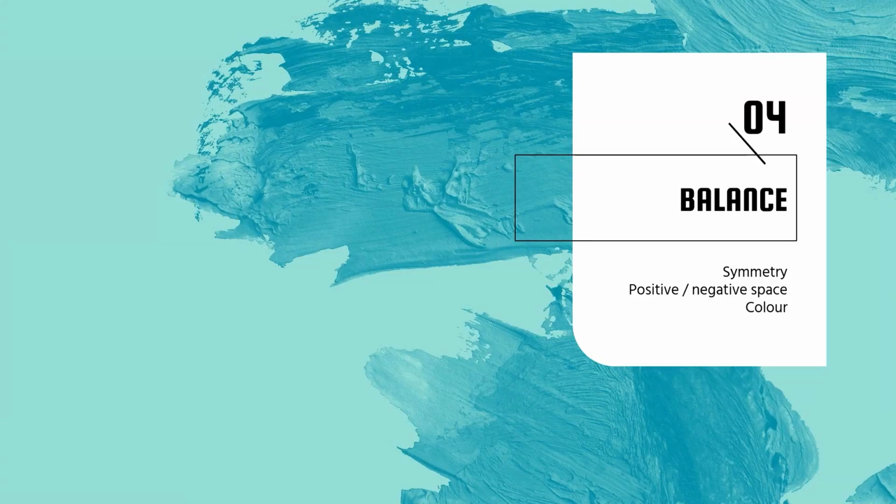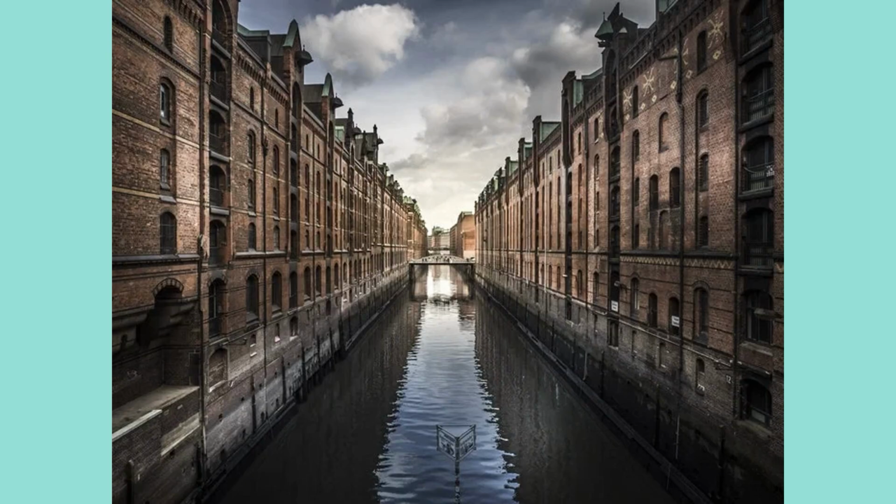Next, we have balance. So how balanced is our photograph? Are the subjects, the elements in our photograph, how balanced are they? This could be things like light, color, the actual objects themselves, or the positive or negative space, which we've talked about in one of the element videos. So let's take a look at some.